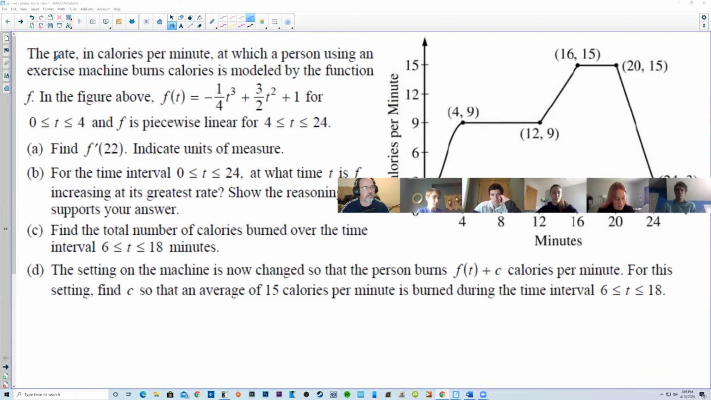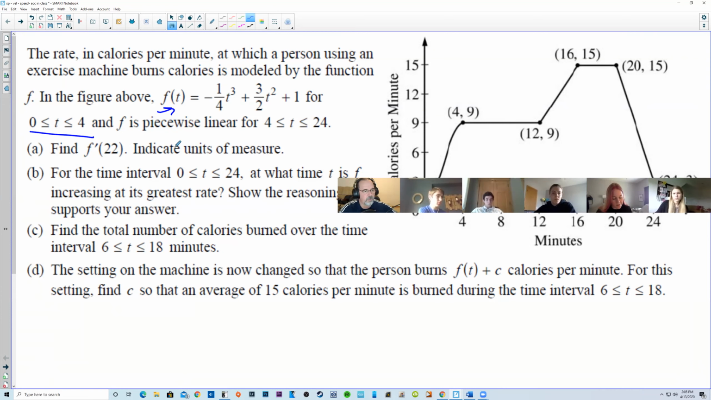Yeah, let's do some notes. Let's take care of some calculus business now. Here's the first problem. It is speed, velocity, more in a story problem format. The rate in calories per minute at which a person using an exercise machine burns calories is modeled by the function F in the figure above or off to the right here. From zero to four, it's this function right here because it curves. Looks a little logistic actually, but it's the next to the third. And then the rest is piecewise, so these are all line segments.